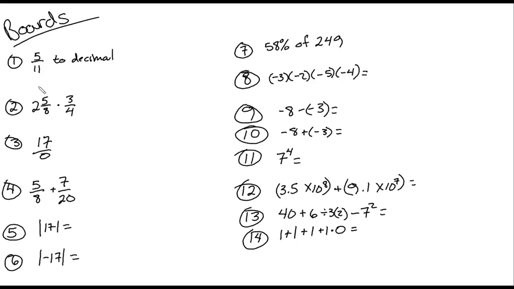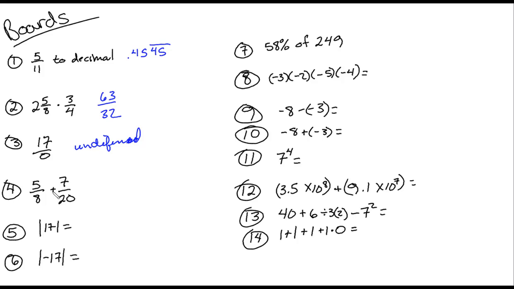All right, welcome back. 5/8 to a decimal is 0.4545 on forever and ever and ever. 2 and 5/8 times 3/4. You can plug these into your calculator, or we have 6/21 times 3/4 is 63 30-seconds, or it would be 1 and 31 30-seconds. 17 divided by 0, this better give you an undefined. We don't get to divide by 0.